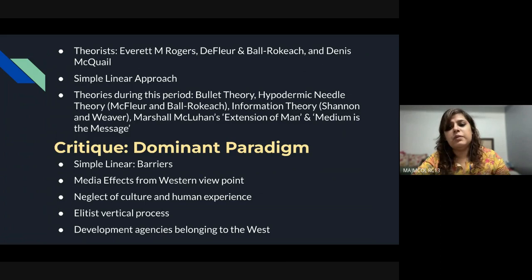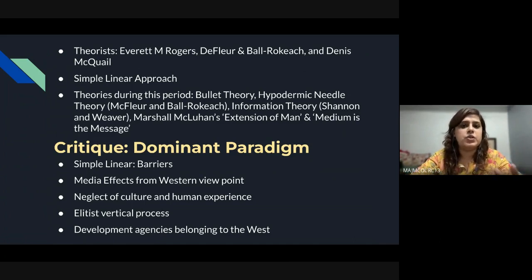The information theory by Shannon and Weaver also came about during this time, and Marshall McLuhan's ideas of extension of media, the medium is the message, also came about during this time. However, the dominant paradigm theory of development was not really effective. Why? Because, one, it was simple linear. The masses were not being included in the decision-making process. So it was only a handful of people giving out information to the remaining audiences.